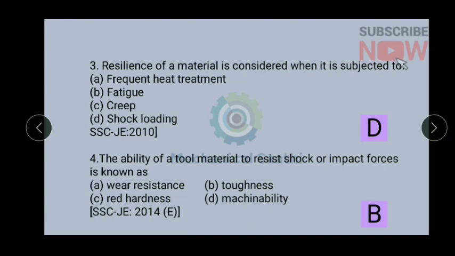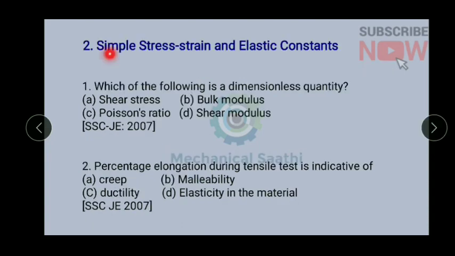If we check, for question number 3, D is the correct answer, and for question number 4, B is the correct answer, that is toughness. Moving towards question number 5, which is from the next chapter, simple stress, strain and elastic constants. That is question number 1 we are taking here.